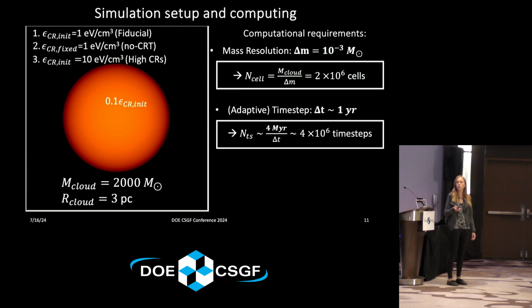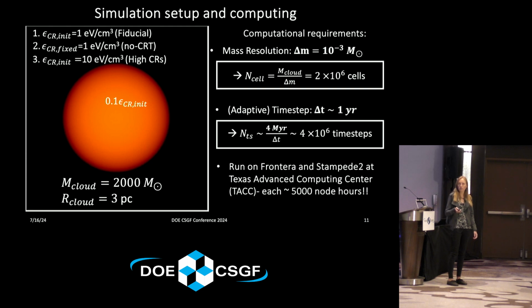We run each for a total time of 4 million years to model the full evolution of the cloud and star formation. So that's on the order of millions of time steps. These simulations each required about 5,000 node hours, and they were done on the Frontera and Stampede 2 supercomputers at the Texas Advanced Computing Center.